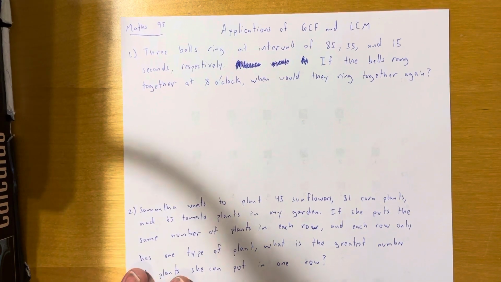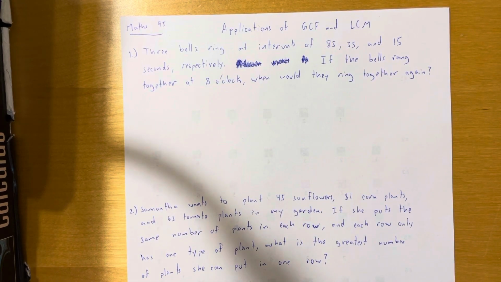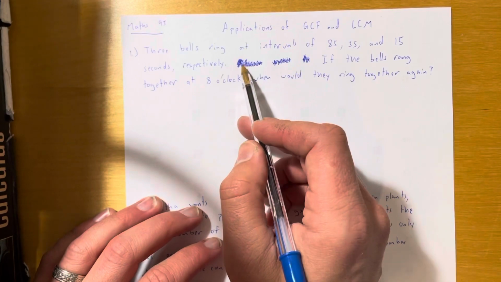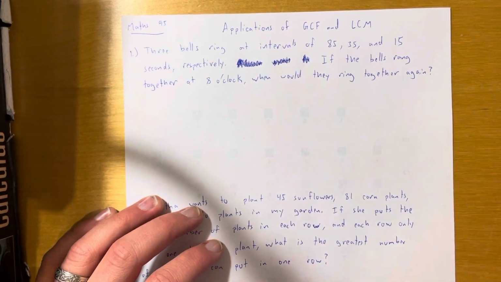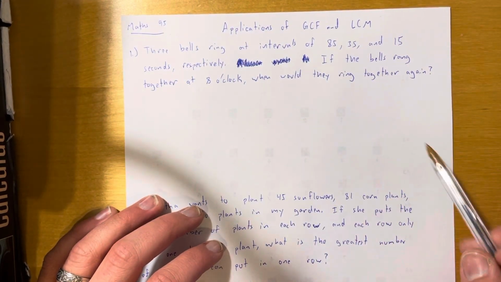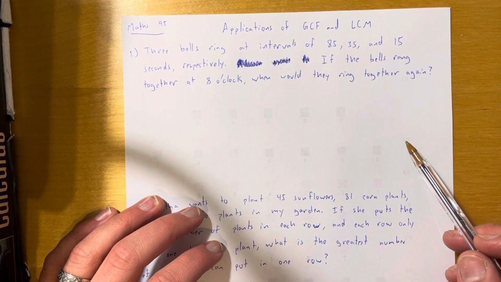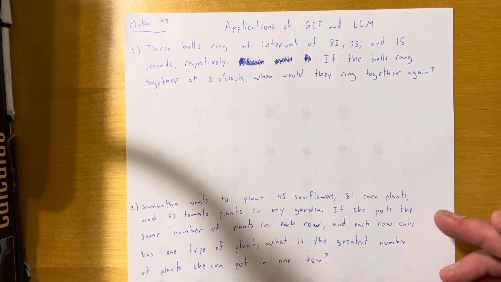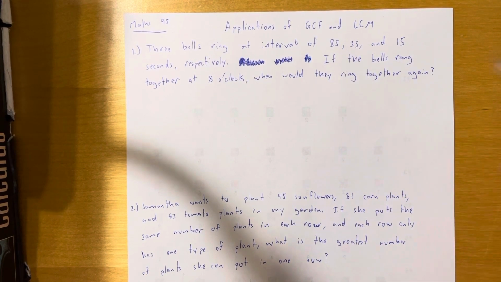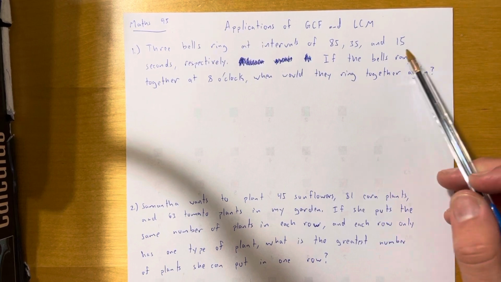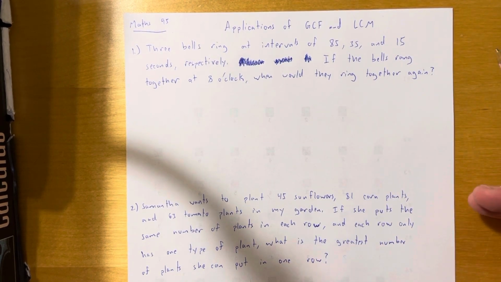So the first question is this: 3 bells ring at intervals of 85, 35, and 15 seconds respectively. I made a mistake here, so just ignore that. If the bells rang together at 8 o'clock, when would they ring together again? Okay, so 3 bells: every 85 seconds, one of the bells will ring. Every 35 seconds, one of the other bells will ring. And every 15 seconds, the third bell will ring.